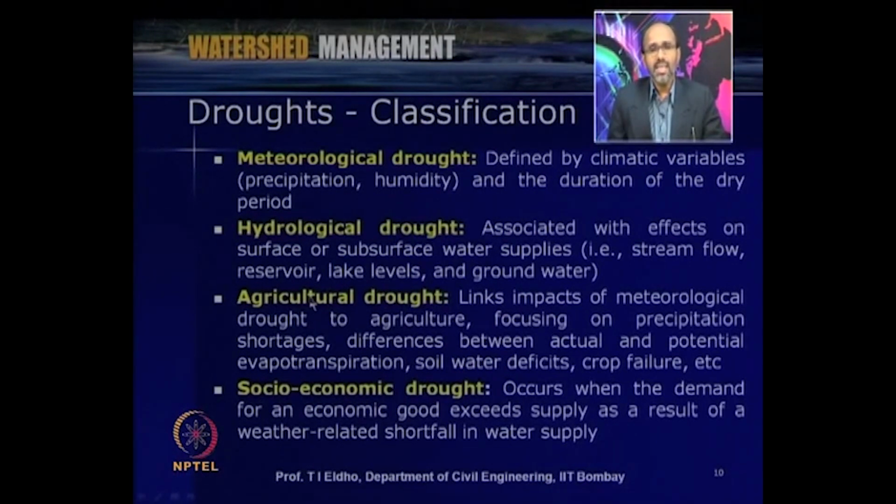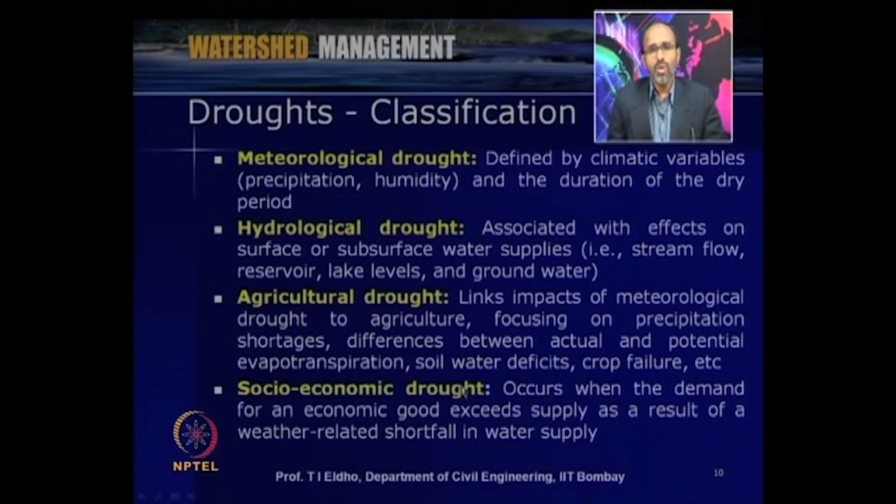Then the third category is agricultural drought. This links impacts of meteorological drought to agriculture, focusing on precipitation shortages, differences between actual and potential evapotranspiration, soil water deficits, crop failure, etc. So, this is actually the outcome with respect to the meteorological drought.